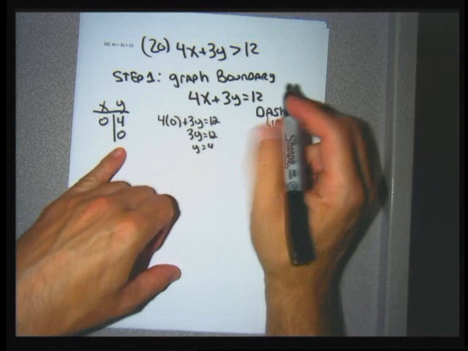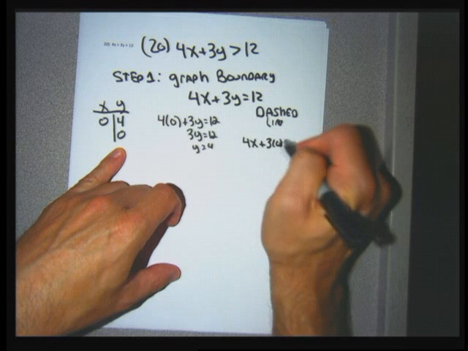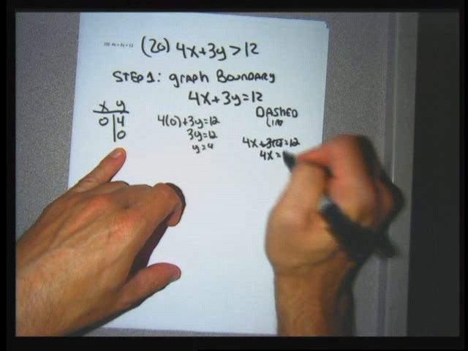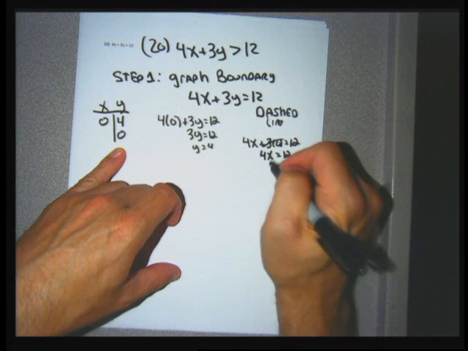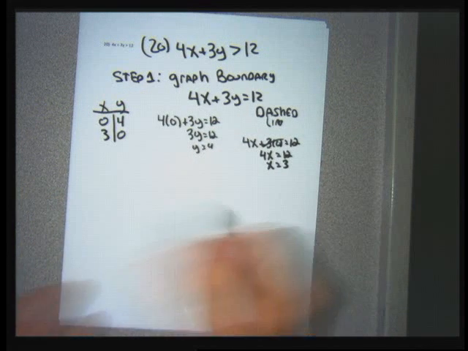And then if I let y equal 0, I'd go 4x plus 3 times 0 equals 12. The 3 times 0 would go away and leave me with 4x equals 12. When you divide by 4, you'd get x equals 3. So that would give me the point (3, 0).